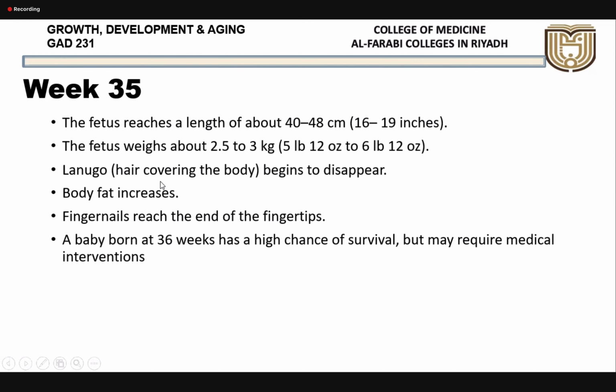The lanugo, that is hair covering the body, begins to disappear. The lanugo, which were the temporary hairs that had developed on the skull and the body, now start disappearing, especially from the body. They will start shedding.